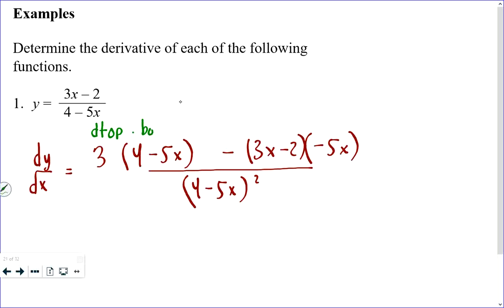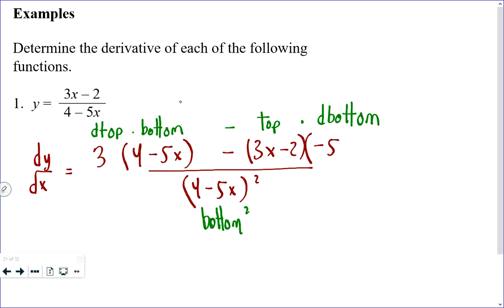This is the bottom. Then we have minus, this is the top, times d bottom, which again is not a valid notation, and this is the bottom squared. So the derivative of the top is 3. I'm just running this through my head to make sure. The bottom is correct, minus the top is correct. The derivative of the bottom is not negative 5x, it's negative 5.